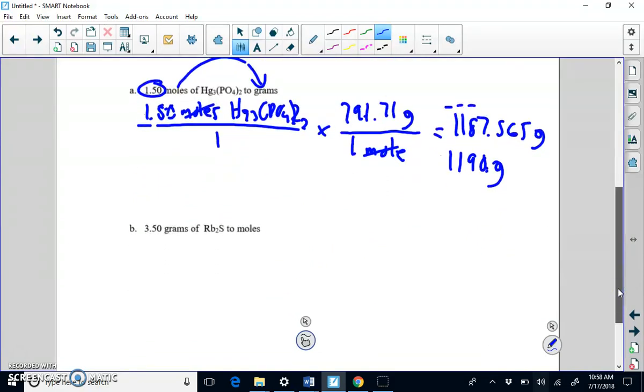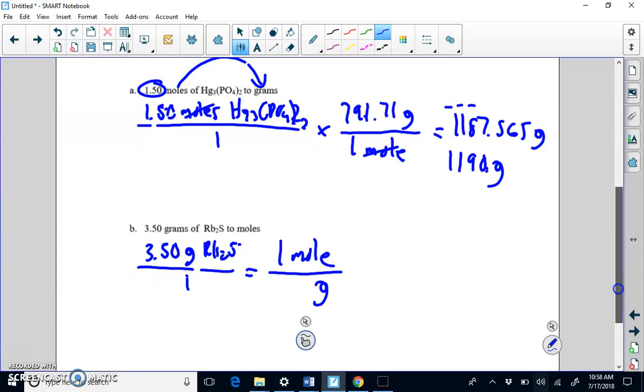Okay, so now we're going the other way. We're given grams, and they've got to give us moles. So 3.50 grams of Rb2S over 1. Now, in this problem, grams is on top, so the molar mass is going to go on the bottom, and then 1 mole is going to go on the top. We've got to get the molar mass of Rb2S, which I'm not going to show you this time. You can be doing it while I'm doing it.